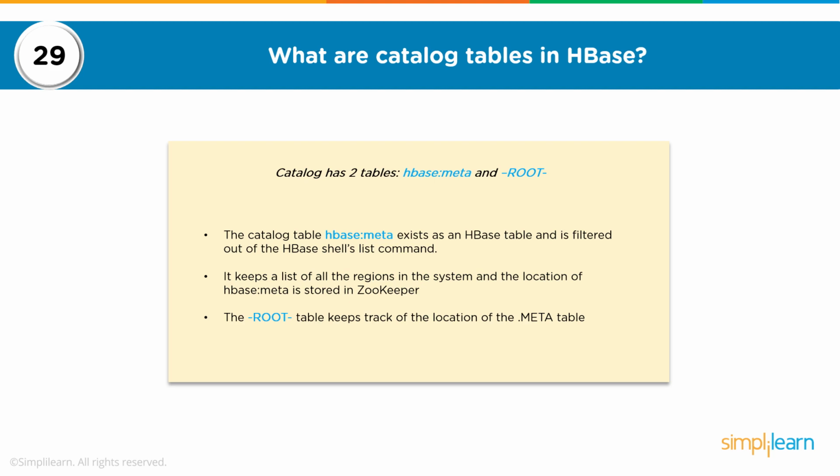So if I give a list command on HBase, it would list all the tables which HBase contains, but not the meta table. It's an internal table. This meta table keeps a list of all regions in the system, and the location of HBase meta is stored in Zookeeper. So if somebody wants to look for particular rows, they need to know the regions which contain that data, and those regions are located on region servers. To get all this information, one has to look into this meta table.